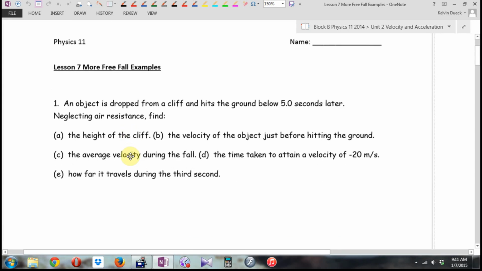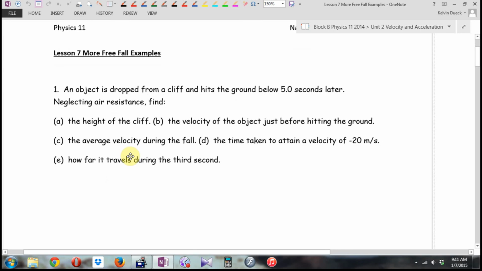Anyways, an object is dropped from a cliff, hits the ground 5 seconds later, neglecting air resistance. Or I said to you, we're going to pretend our objects are like little bowling balls, very aerodynamic and heavy. Find, okay.